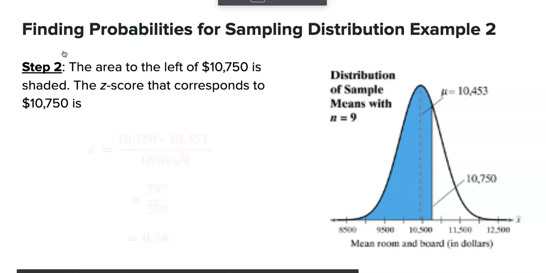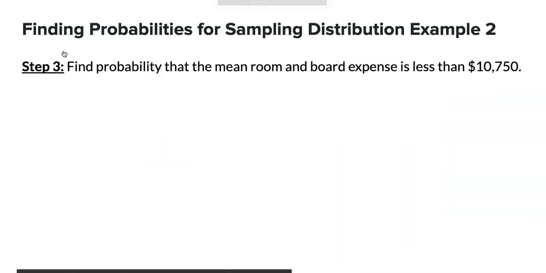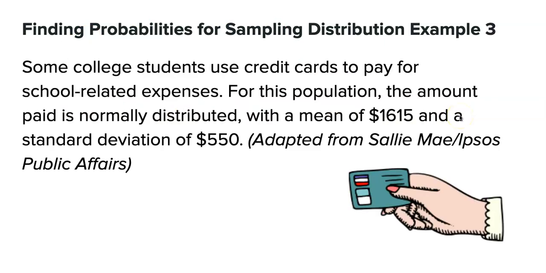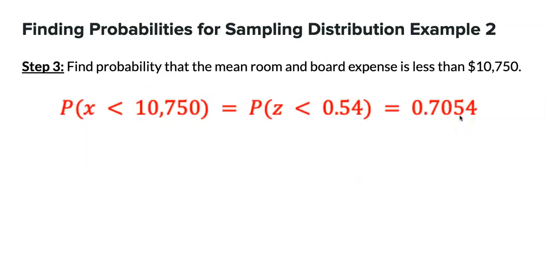Let's go back. So find the probability that the mean room and board expense is less than $10,750. And that came out to be 0.7054, because we read it straight from that table. They didn't really write the interpretation, but that's what it is, right? What's the chance that the room and board expense is less than that amount? It's going to be about a 70% chance.